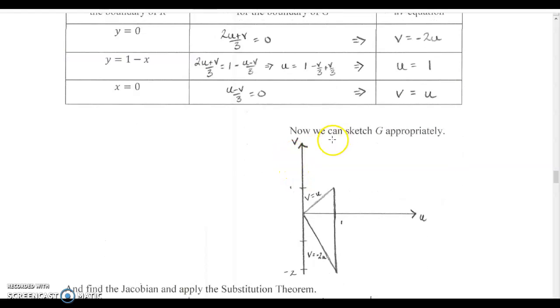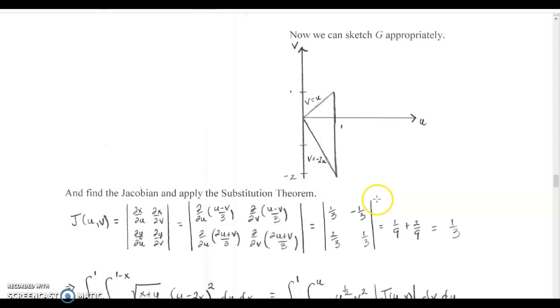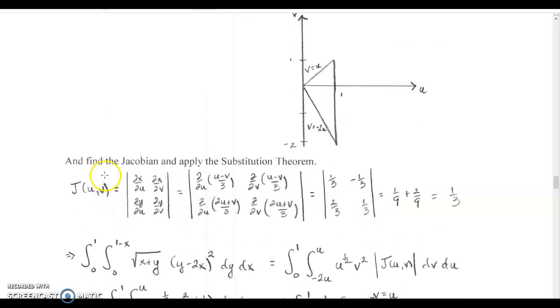So I'm going to plot those to find G in the UV plane. v equals minus 2u is a line with a slope of minus 2 going through the origin of the UV plane. u equals 1 is this vertical line crossing the u axis at 1. And v equals u is this 45-degree angle line, just like y equals x, right? So this then is the region G. I didn't color it in my notes like I usually do, but inside this triangle is the region G.